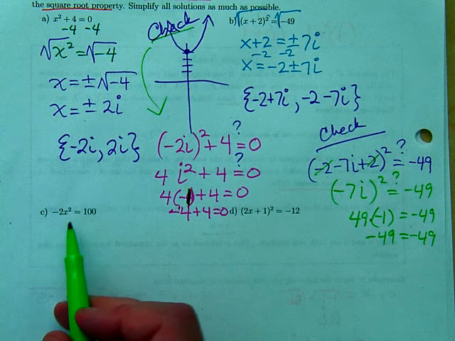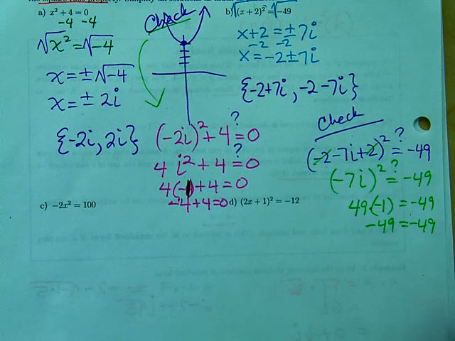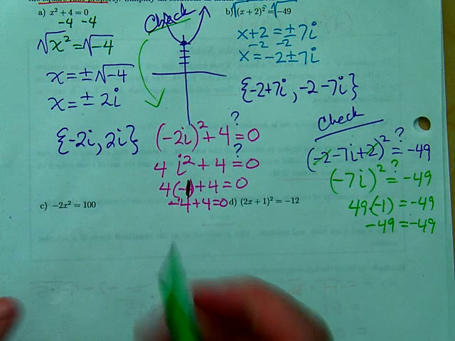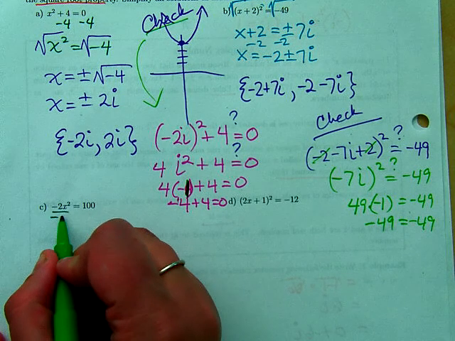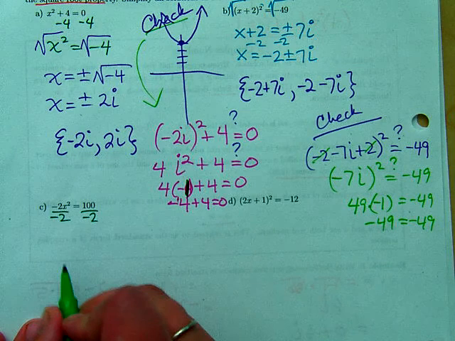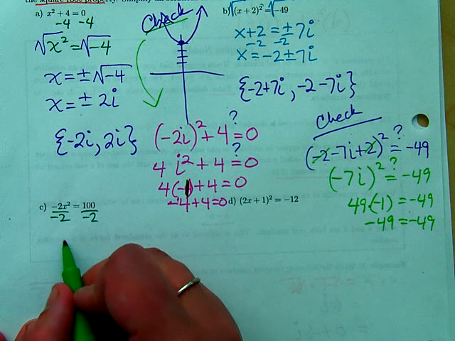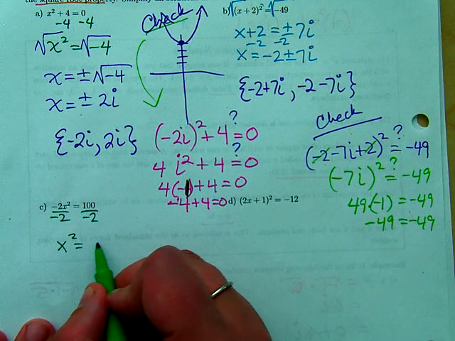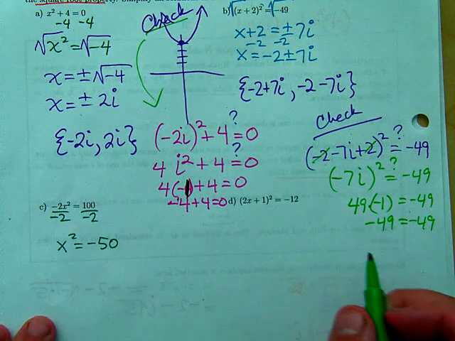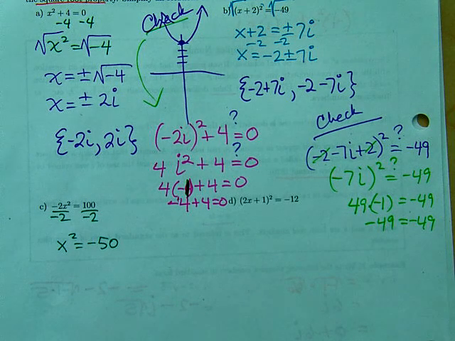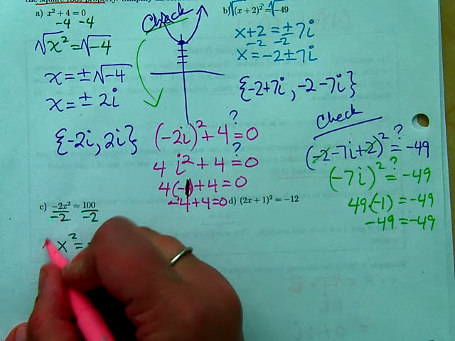Okay, what about this one? What am I going to do here? I want to use the square root method for C. How do I solve? Yeah, well, first I would want to divide by negative 2, because I don't want to have to divide by a radical. So I have x squared equals negative 50. And then I'm going to take the square root. We're using the square root property, so square root.